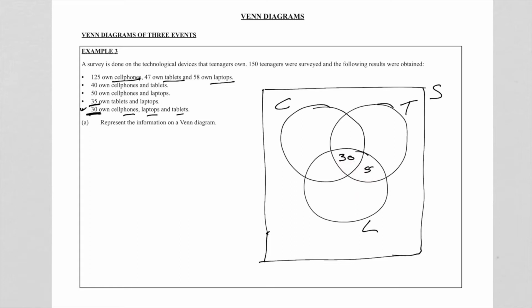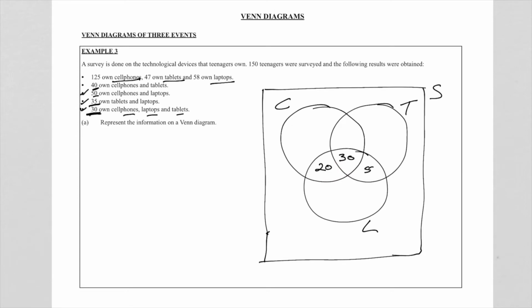Now we go to the next one, as we are done with the 35. Now I look at the 50. The 50 own cell phones and laptops. If we go to this one, cell phones and laptops, that is the intersection, and that must be 50 in total. We've got 30 already, so that means we put 20 here. So let's put the 20 down there, and as you can see, this now adds up to 50. So we are finished with that one.